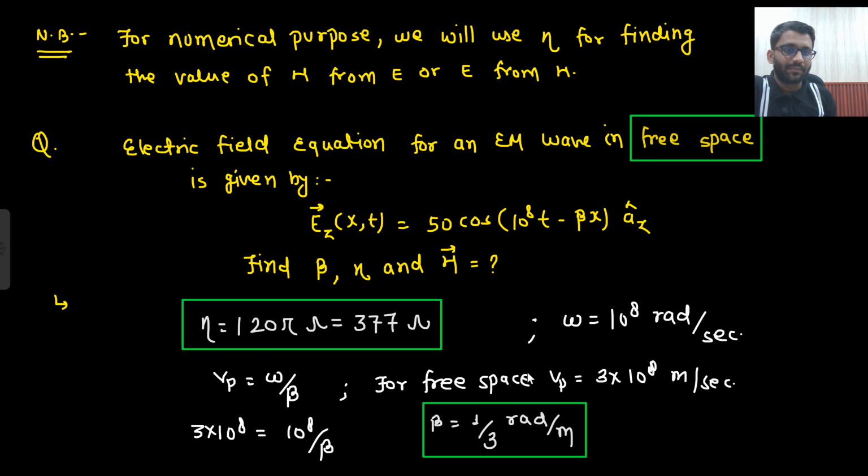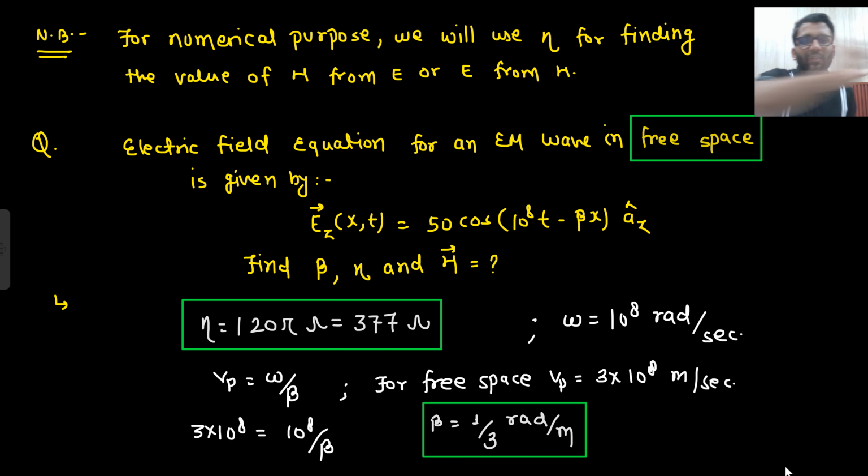I need to find H. Now what is the direction of propagation? In which direction is the EM wave traveling? Omega t minus beta z, both are having the opposite sign. If both are having the opposite sign, that means it is traveling in plus x direction. So it is traveling in plus x direction.